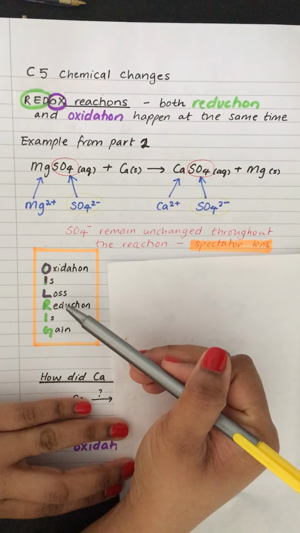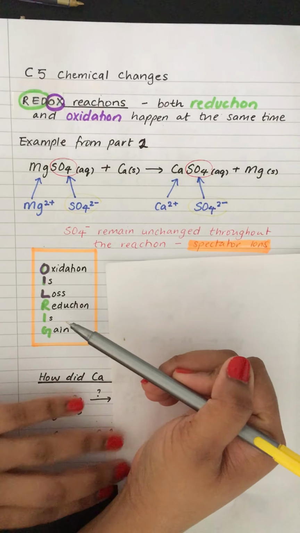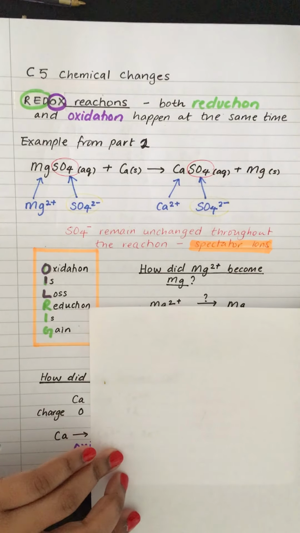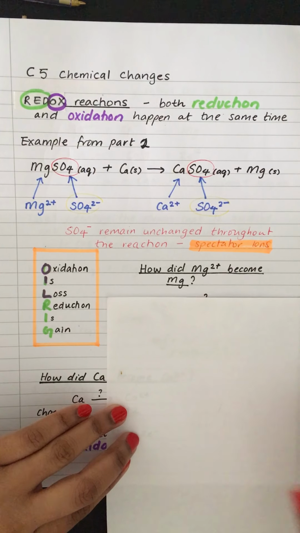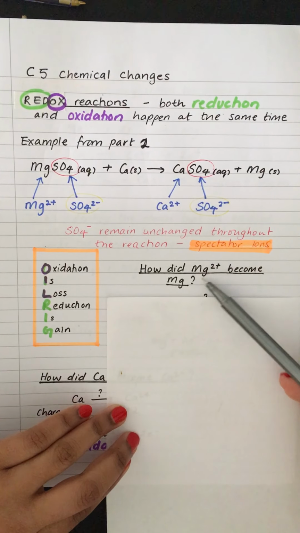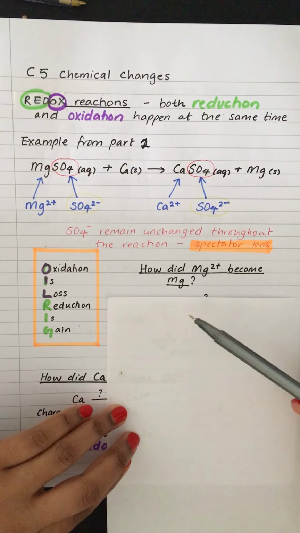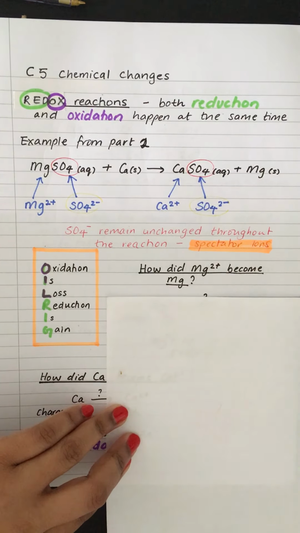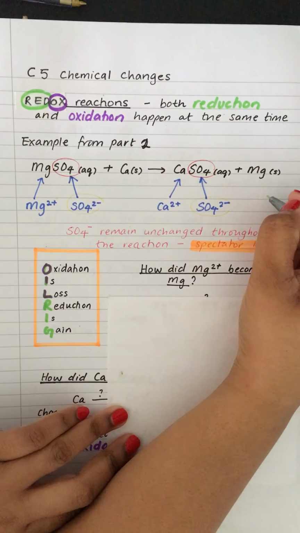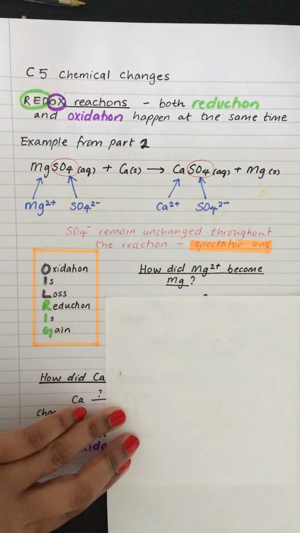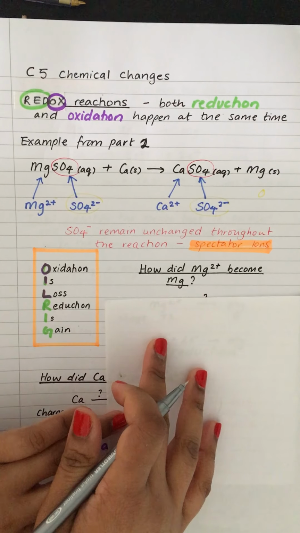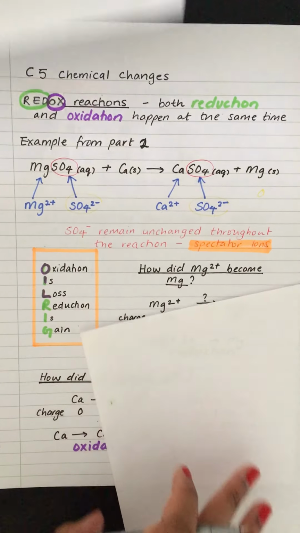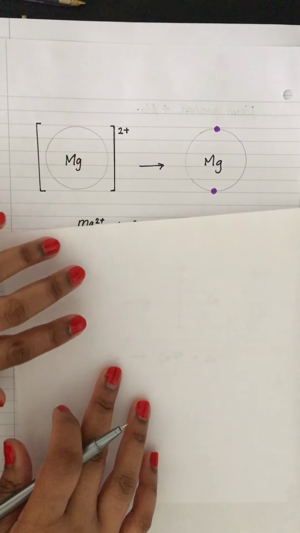Right, so just a reminder here of our acronym. OIL RIG: oxidation is loss of electrons, reduction is gain of electrons. Now let's look at what exactly happened to magnesium. How did the magnesium ion become a magnesium atom? How did it lose that positive charge to having no charge? So here it had a +2 charge, and over here that's a 0 charge, right? The reason it's positive is if we go back to a bit of ionic bonding.